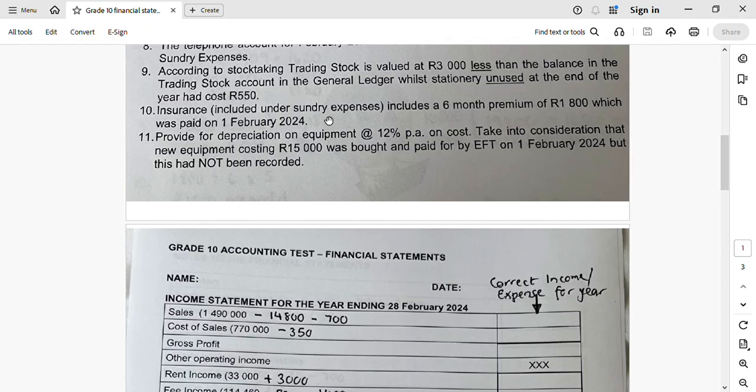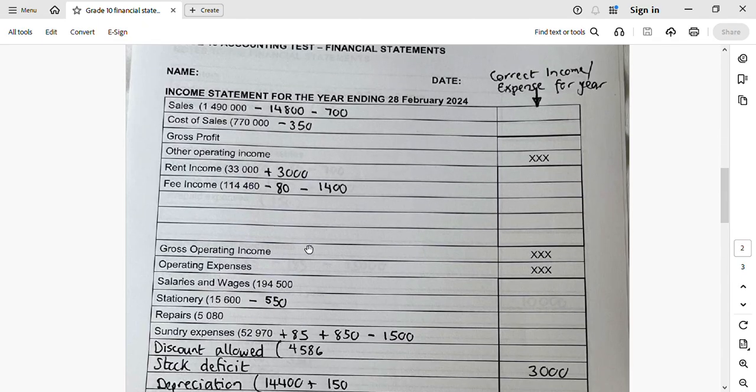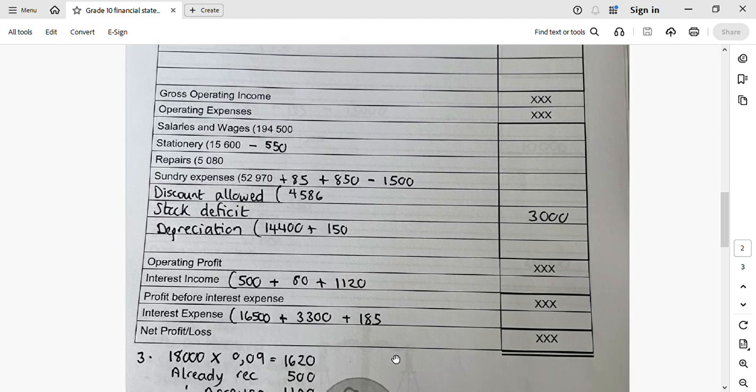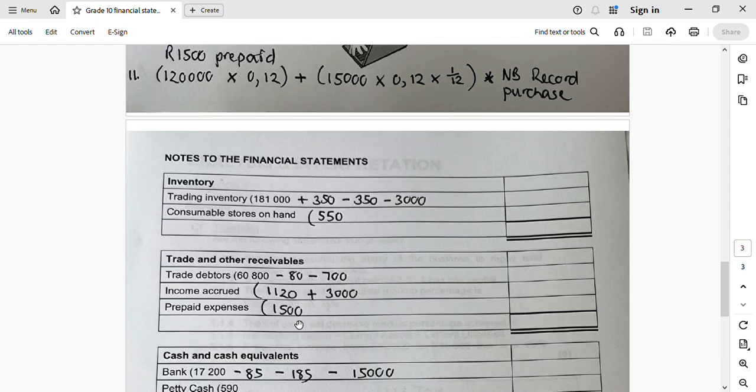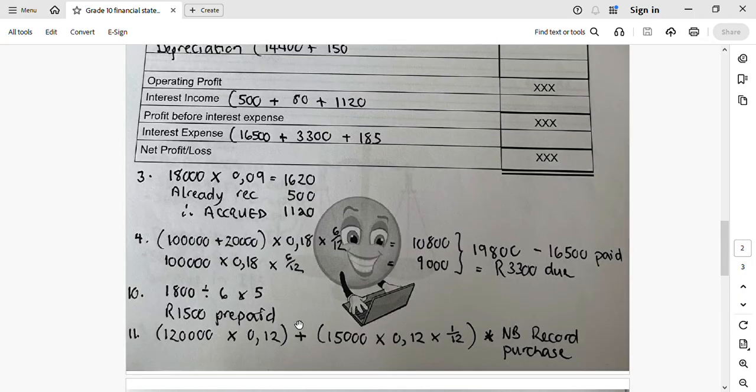Right, and then insurance included under sundry expenses includes a 6-month premium of 1,800 paid on the 1st of February. So you paid 1,800 Rand for 6 months. If you take 1,800 divided by 6, you get 300. And the only month that must be included here is the month of February. So therefore the other 1,500 has been paid in advance. Okay, so sundry expenses needs to decrease by 1,500, and your double entry for that is prepaid expenses. We have paid for something in advance. The insurance company owes us the cover for that insurance that we've already paid for.